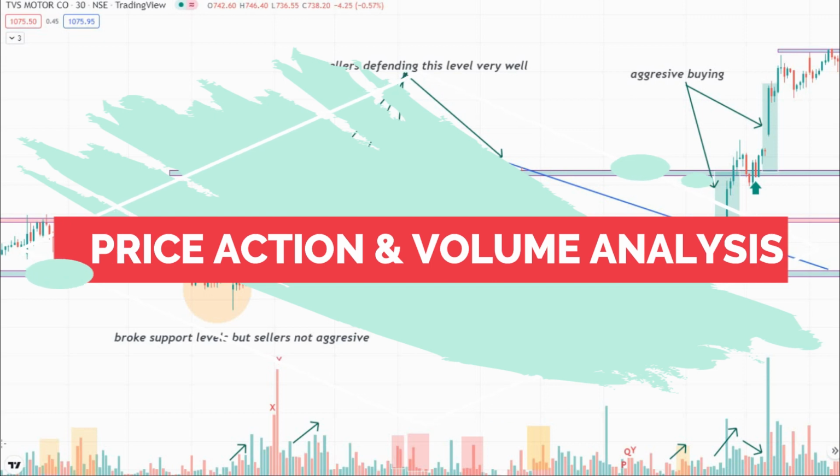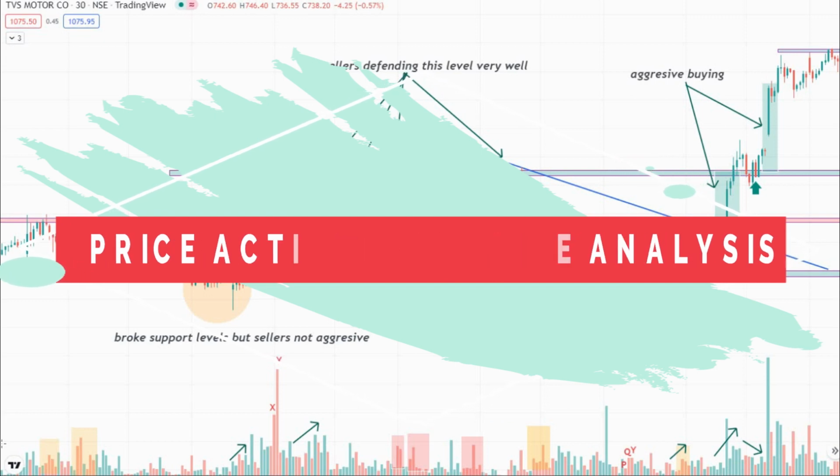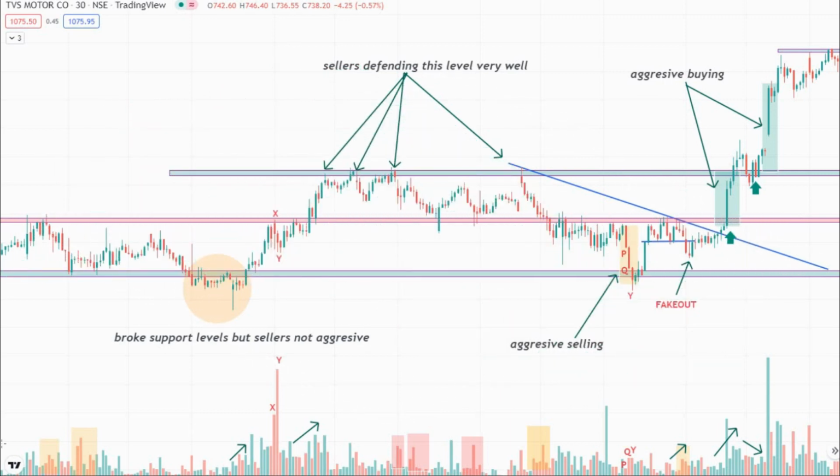So today is another video on the price and volume analysis series. Today we will analyze the TVS Motor chart on the 30 minute time frame. As always, first of all we will analyze the price bar and the subsequent volume relationship, and then we will add the market structure to look for potential low risk high reward trading setups which we could have traded in this chart.